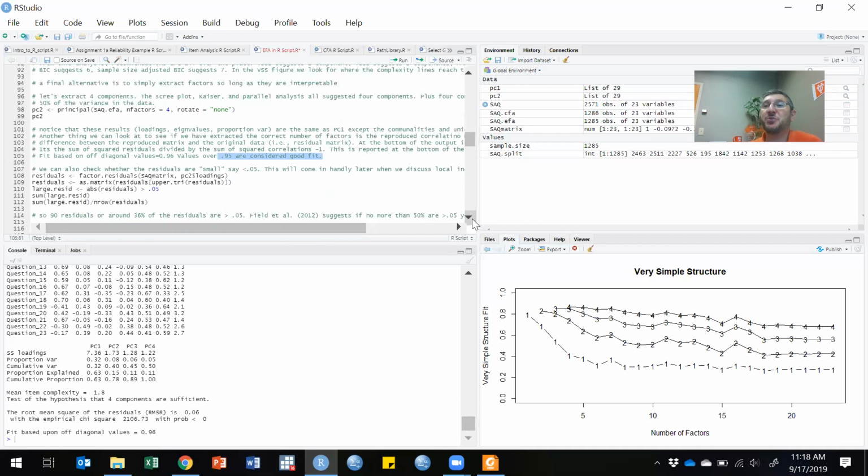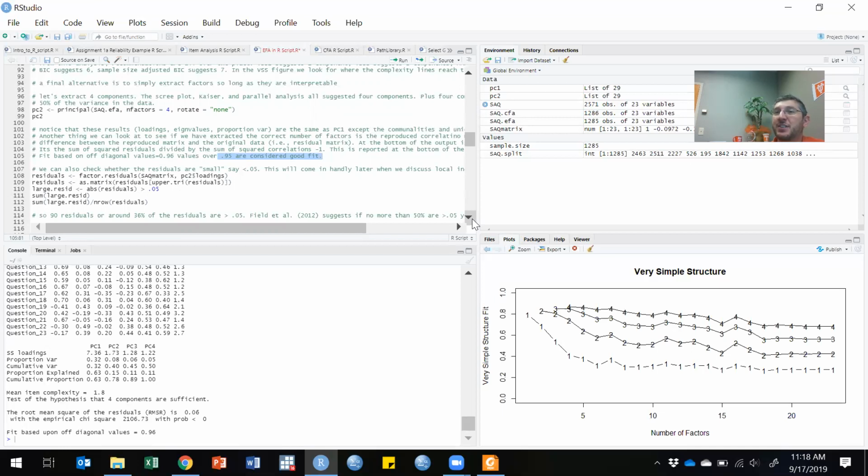Basically, we want our residual correlations to be small, right? The idea is that if our factor analysis explains all the relationships, that the factors we've extracted have explained the relationships among all of the variables in the data set, then none of the variables should be related to each other. This will come in handy later when we talk about IRT.